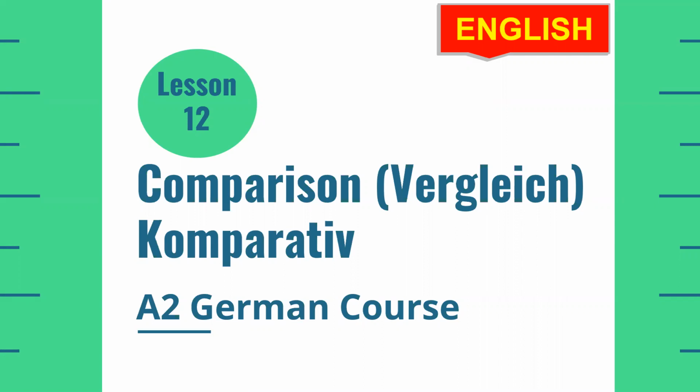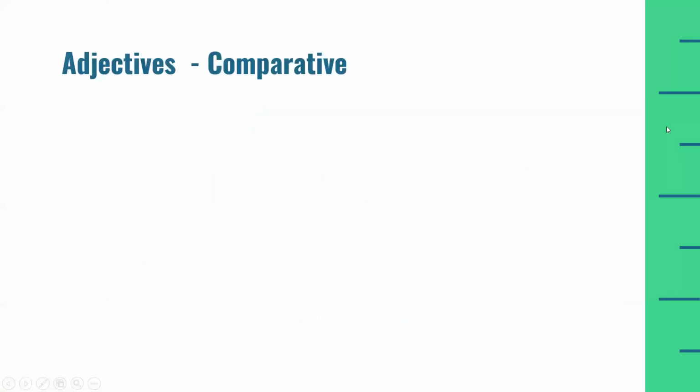Today is the 12th lesson of the A2 level of the German language course, and today we are going to continue the topic of adjectives. In today's lesson we will cover the comparative form of adjectives, and we will see how we can make this comparative form, what is the use of this comparative form, and where we can use this comparative form of adjectives. So let's start with the lesson.